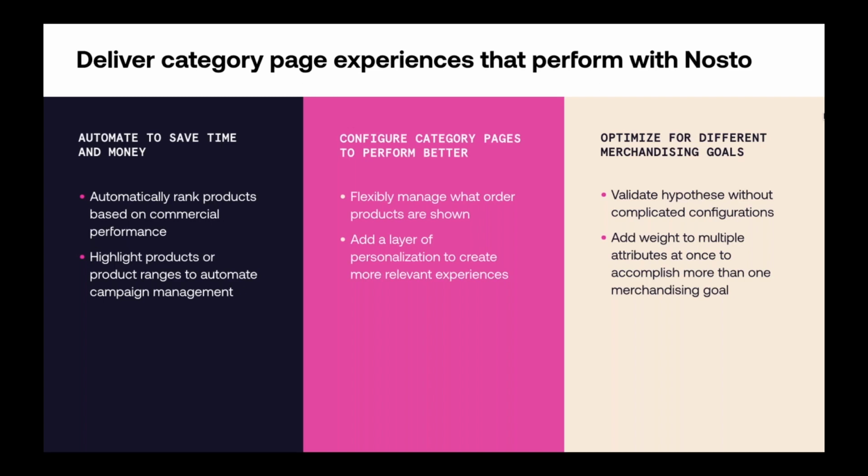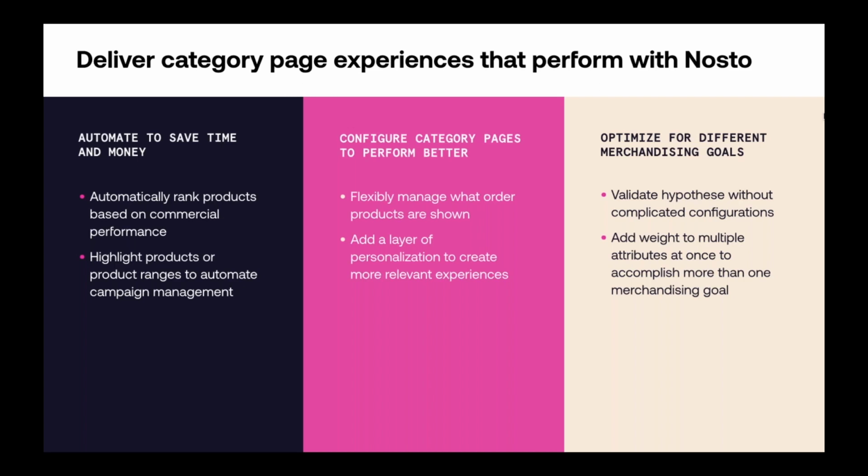So, that's probably going to be what's relevant to most of you. And then also in conjunction with that, highlighting products or product ranges to automate campaign management, so you can keep your marketing team happy too. Configuring category pages to perform better, so flexibly manage what order the products are shown and add that layer of personalization to create more relevant experiences.